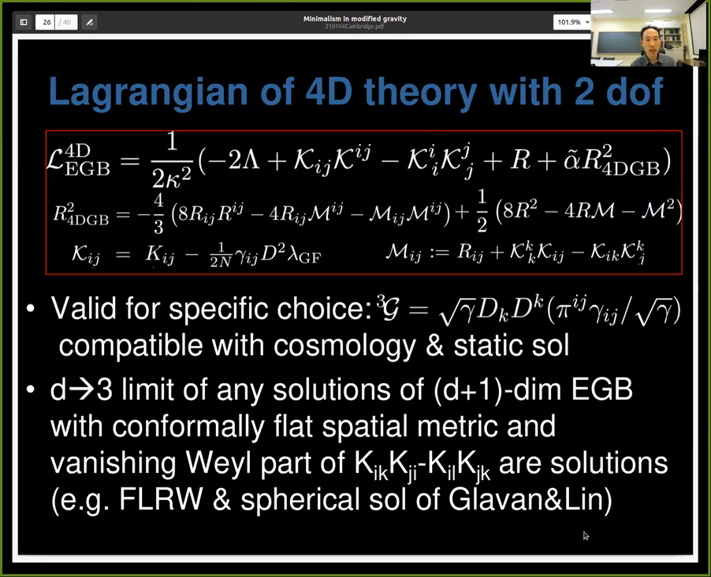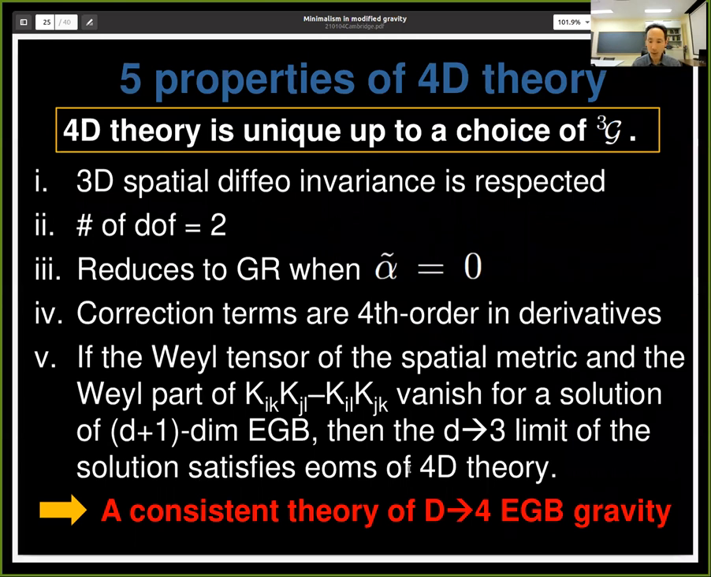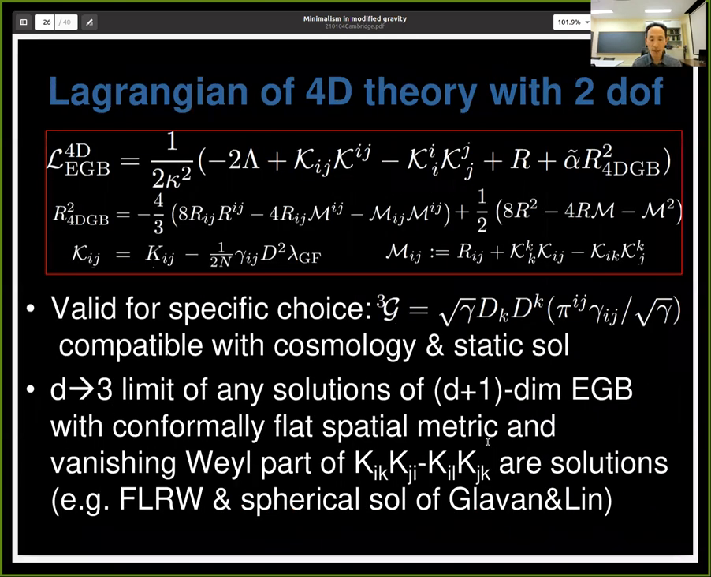And so then we have a Hamiltonian, then we can easily go to the Lagrangian by performing a Legendre transformation. And this is valid for a specific choice, but compatible with the cosmology and static solution. And as I mentioned here, under certain conditions, the solutions in higher dimensional Einstein-Gauss-Bonnet theory are related to solutions in this theory.